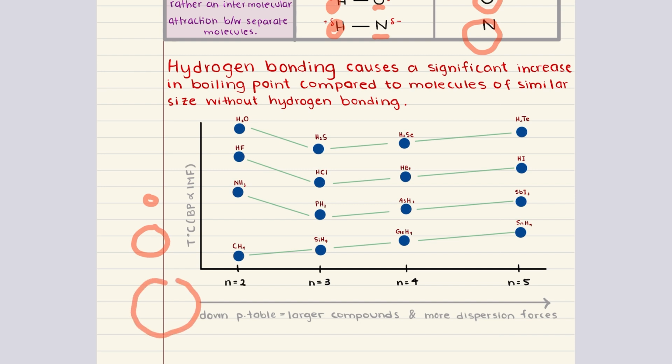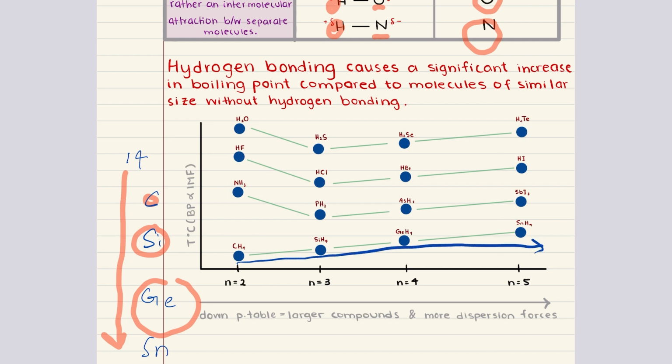If we only consider London dispersion forces, we would expect that boiling point would follow a predictable trend as we move down a group in the periodic table. Larger atoms have more electrons, which makes their electron clouds more polarizable, and that would lead to stronger London dispersion forces and consequently higher boiling points. And that's exactly what we see with group 14 hydrides, where the boiling point smoothly increases as you move down the group.